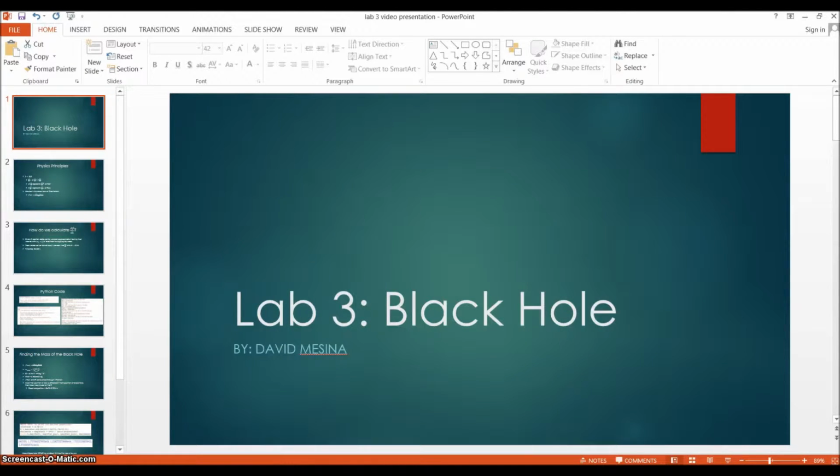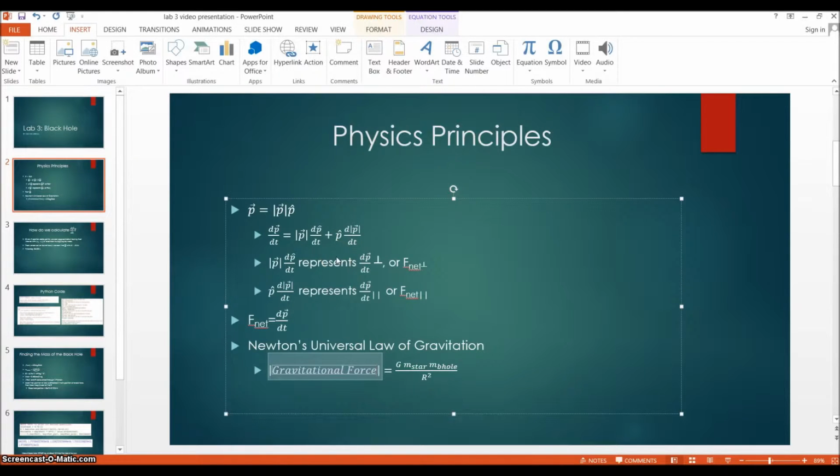to estimate the mass. In order to better understand how this method works, we must first understand a few key principles. As we know, the momentum vector is composed of its magnitude multiplied by a unit vector. Taking the derivative of both sides and using the chain rule on the right side, we can see that we can break up the rate of change of momentum into two components. One that is perpendicular to the object's motion and is responsible for change in direction, and one that is parallel to the object's motion and is responsible for the change in the object's velocity.